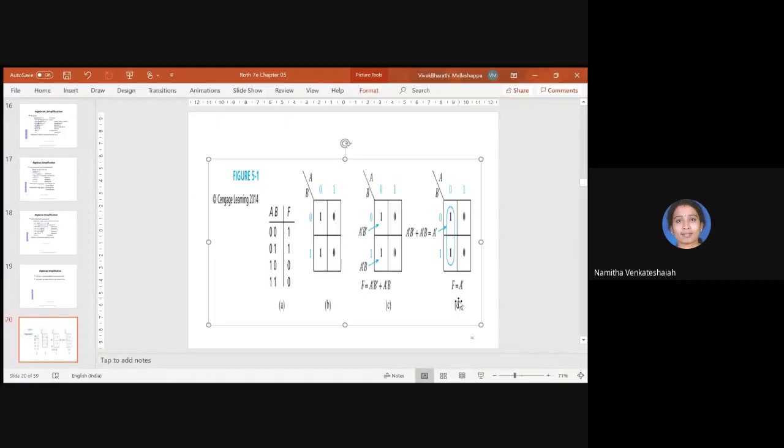And in the Karnaugh map, I wrote the output value in the respective boxes, and then adjacent boxes I can combine. After combining the adjacent boxes, whatever the common literal is between those adjacent boxes, that will become the value of the function. So after reducing this using Karnaugh map, F will be simply equal to A dash.